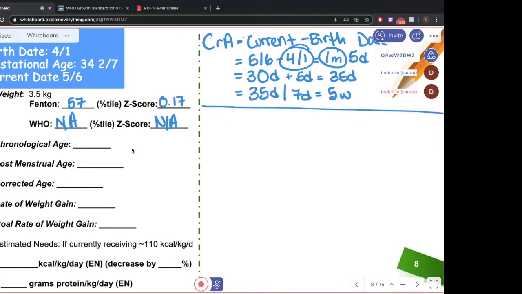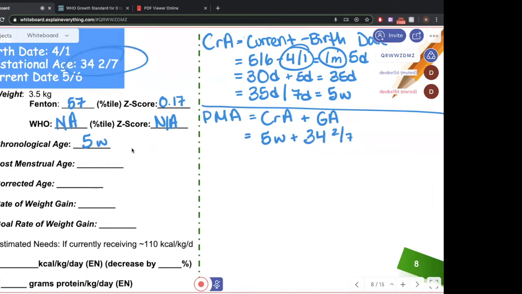Okay, and let's determine our postmenstrual age, where we're going to write out the equation again. Chronological age plus gestational age. And we have our 5 weeks plus, back up here, 34 weeks and 7 days, 39 weeks and 7 days. In this part of the example, we're not going to calculate the corrected age because the postmenstrual age is below 40 weeks. And therefore, at this time, this current postmenstrual age would be the corrected age for the infant.